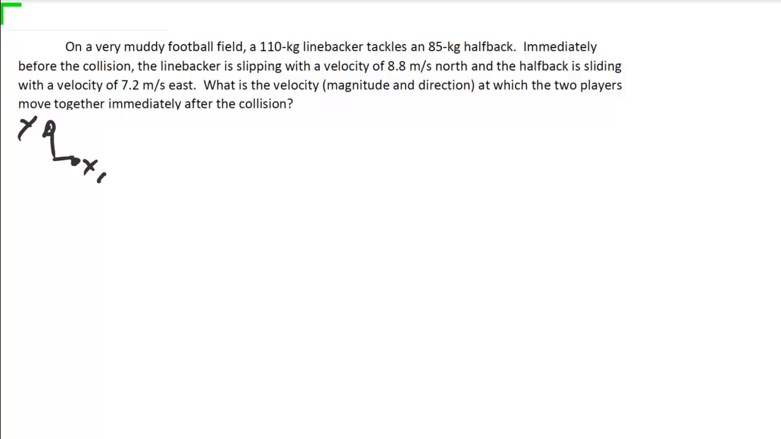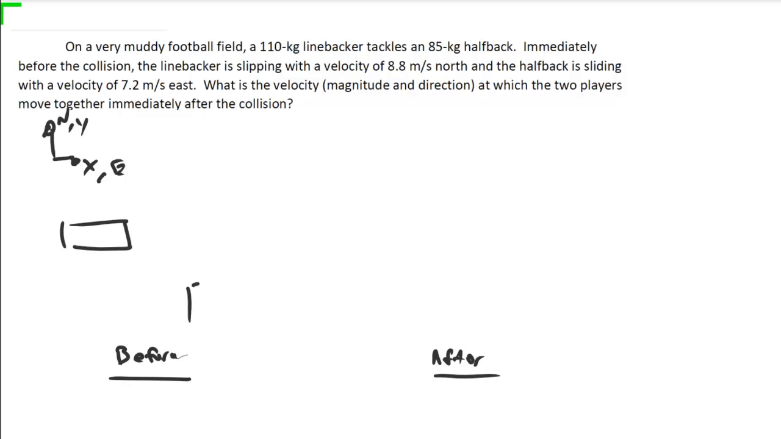So let's go ahead and establish a coordinate system which we'll use for both the before and the after. Positive x will be the eastward direction, and north is positive y, and we need before and after pictures. So we have something before, and then we'll have something after, and I use the same coordinate system for both. So before, there's one object here and another object here, and then after, they're a combined object like this, right?